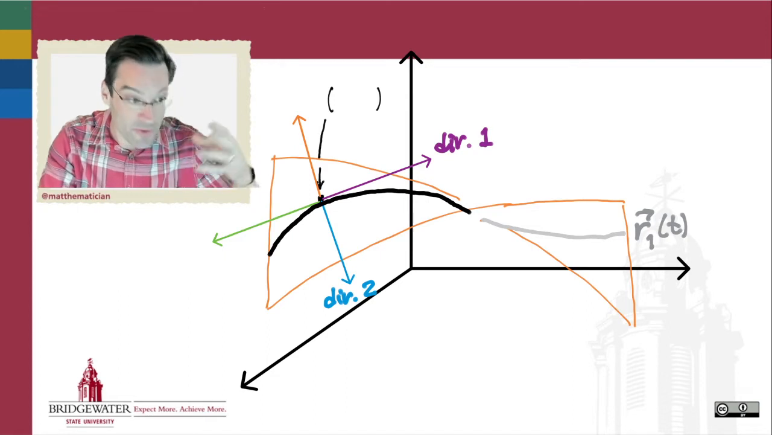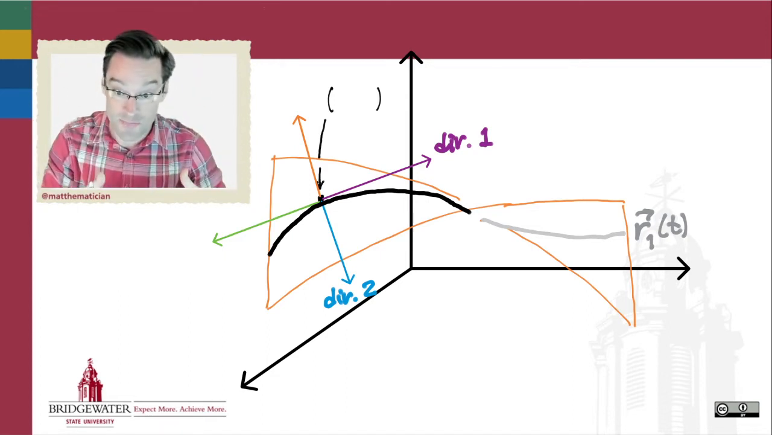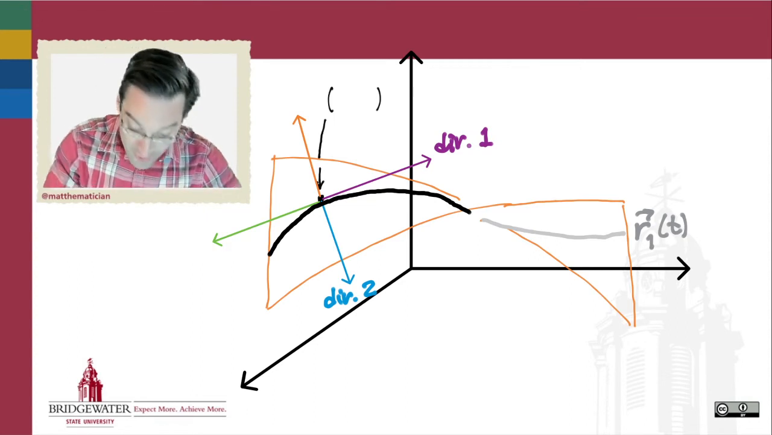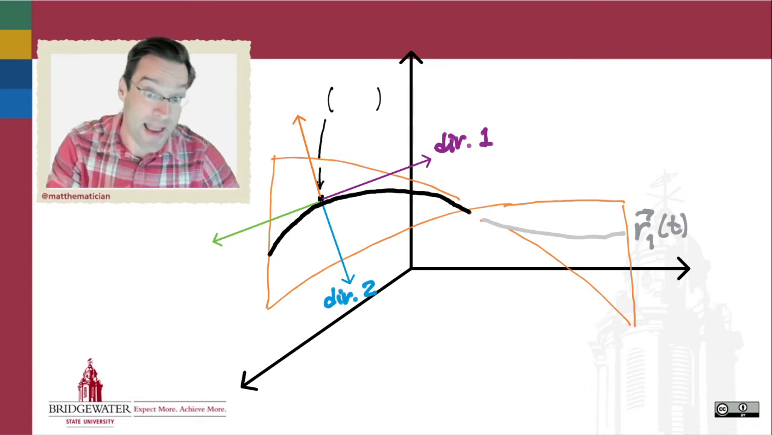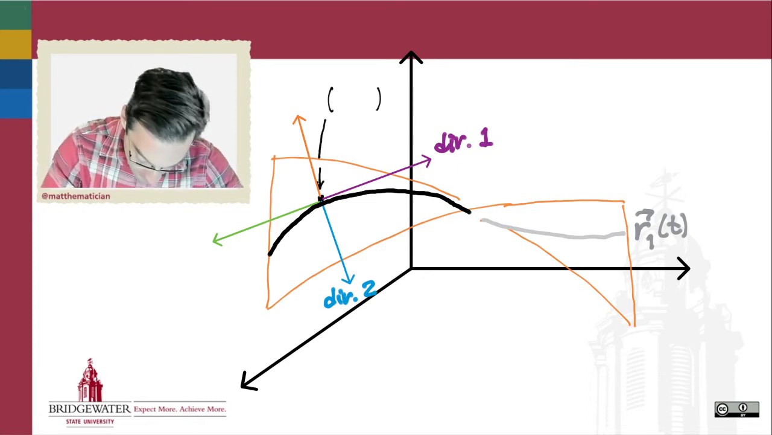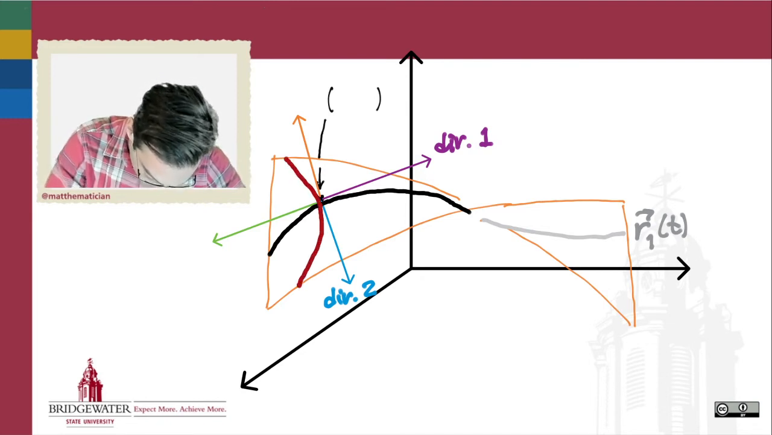It's just like when we were finding traces, vertical slices of graphs of functions a couple of days ago. Right? So I can have one parameterized curve whose tangent direction describes for me the first direction that I can walk at that point on the surface. And then the other direction could presumably be telling me about another parameterized curve on my surface. And call this one R2 of t.